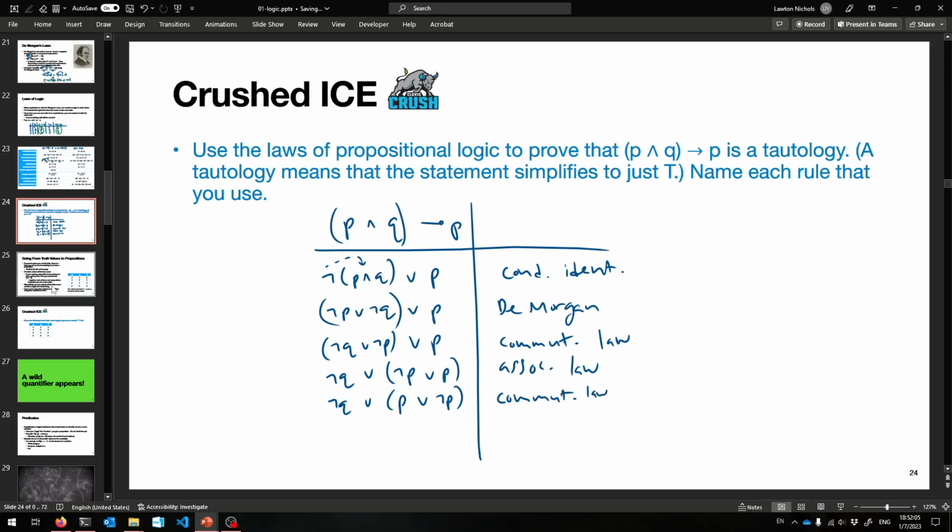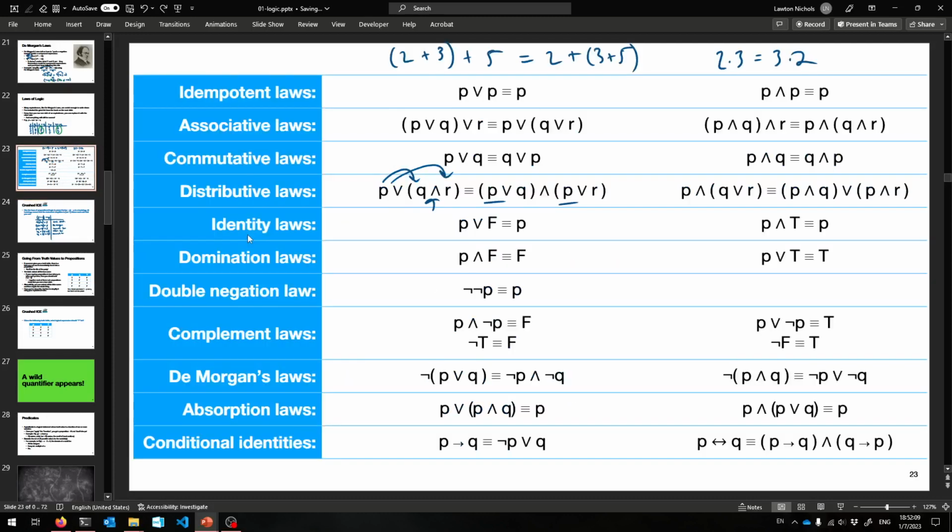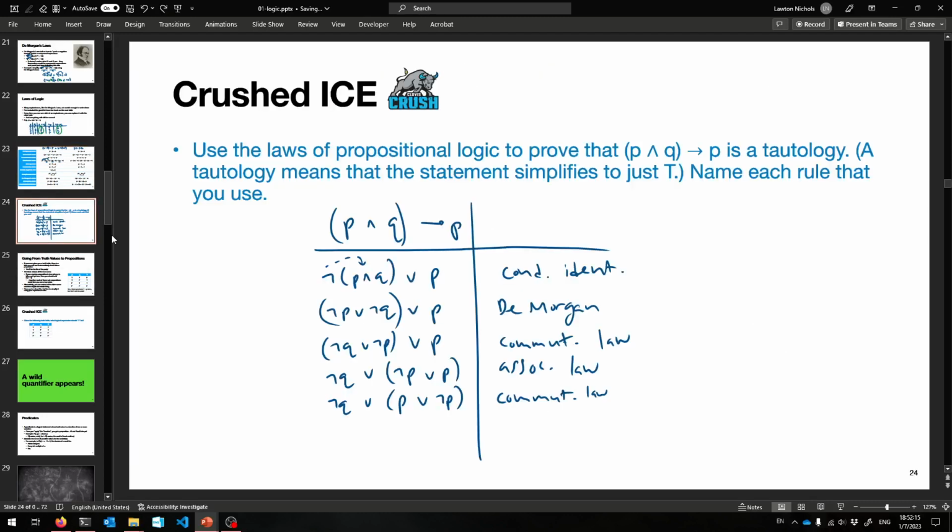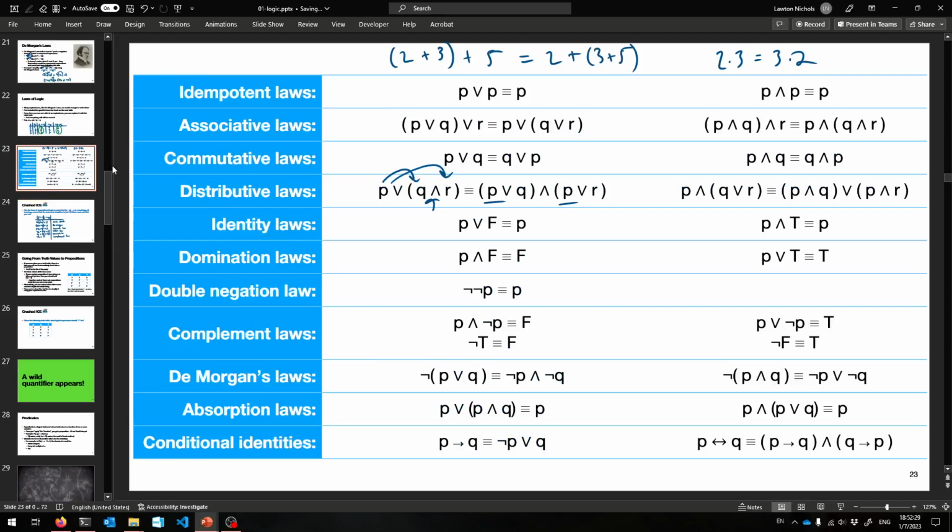All right, and then finally, this matches my rule. It matches my complement law: if you have something ORed with its negation, it goes away to true. So I have not Q ORed with, this all becomes true. That was the complement law. And then finally, if I have something and I OR it with true, the whole answer is true. That's called the domination law.